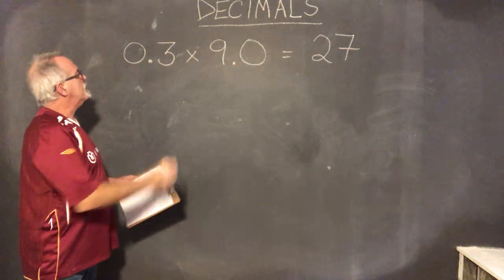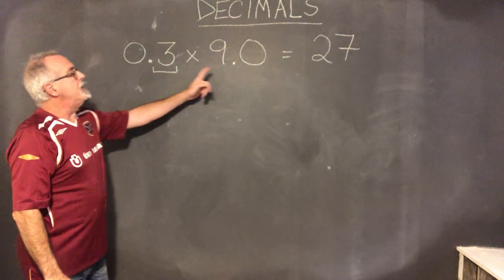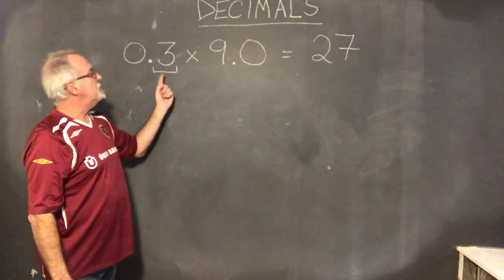And now I'm counting those decimals. Here's one. This is a decimal. I'm counting the digits. Here's a digit to the right of the decimal. But that's just a 0 to the right of the decimal. So I only have 1.